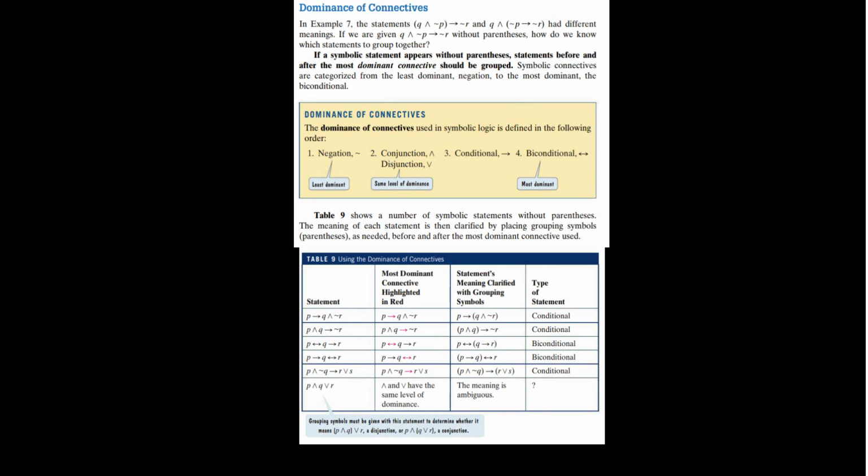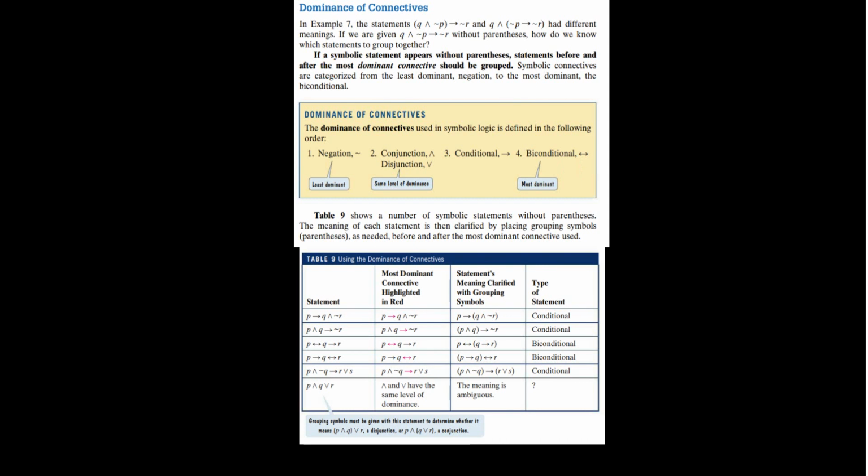The dominance of connectives isn't that big of a deal because you're kind of told what you need to do. As long as you know that the most dominant of the connectives, and we'll talk about the dominance here in a moment, is the biconditional, followed by the conditional, followed by a conjunction, and the negation. So what that means is whenever we read our problems left to right, we have to be mindful of our biconditional statements. And what that also means is we need to group things accordingly, right? So let's look at the table.